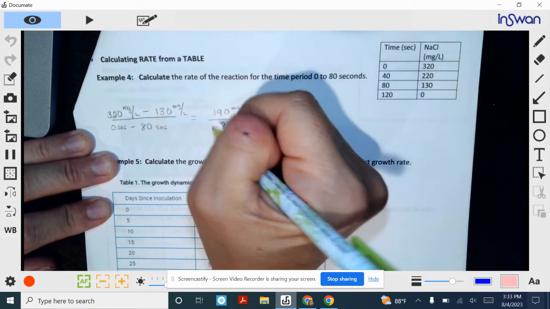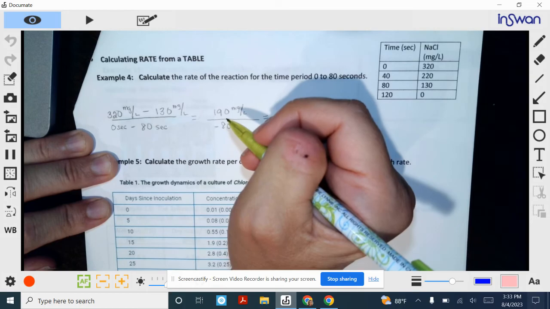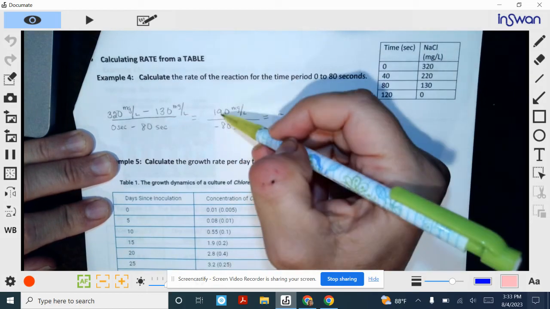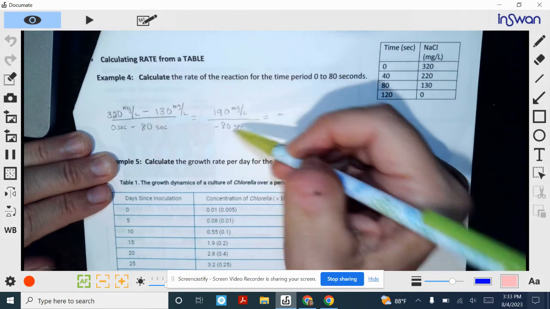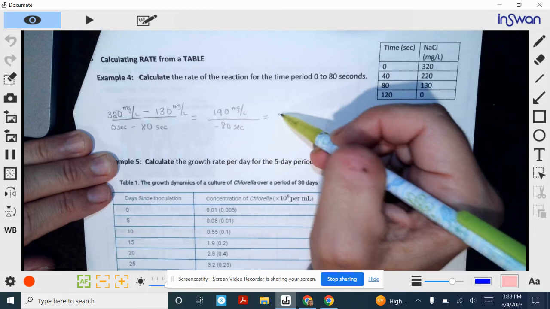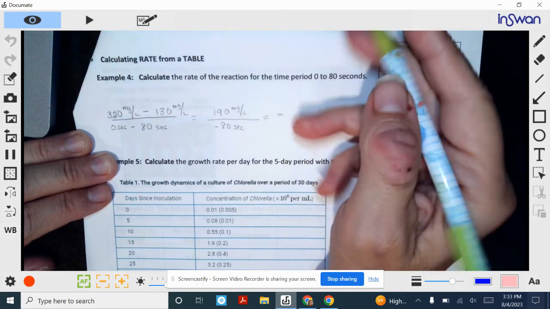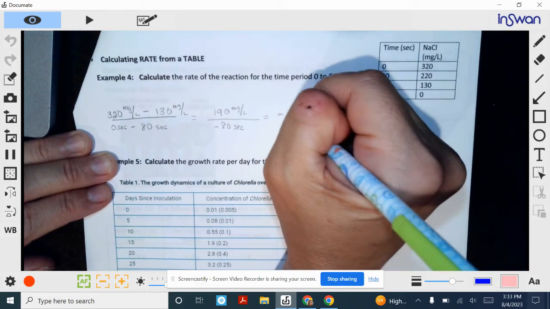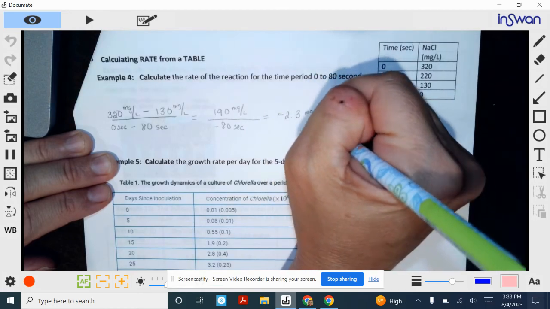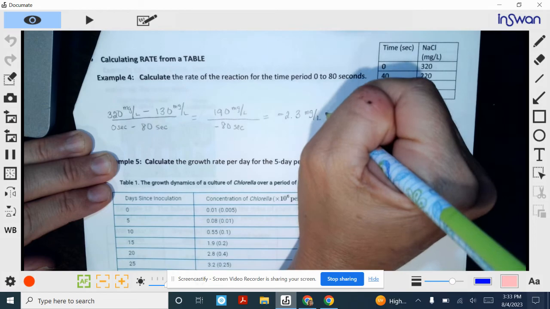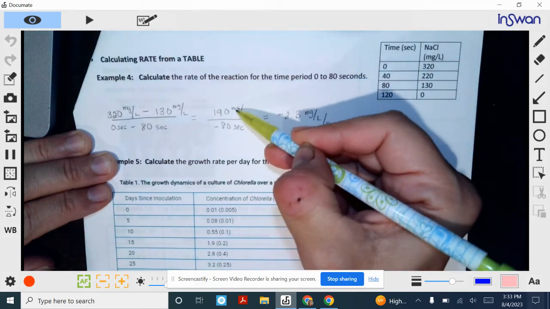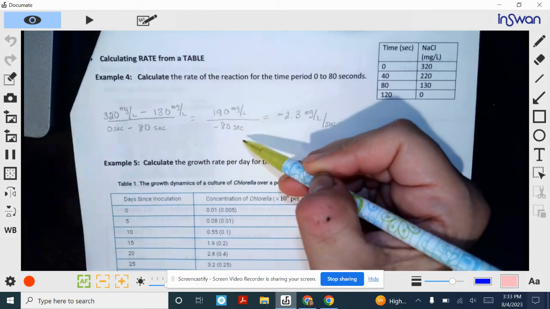And we end up with, in this case, a negative number. Because when you have a positive divided by a negative, you need to keep that negative. So what that means is, if we have a negative rate, which let's go ahead and solve that. So this is negative 2.3. You're going to write milligrams per liter per second. Okay, just leave it like it is, milligrams per liter per second.